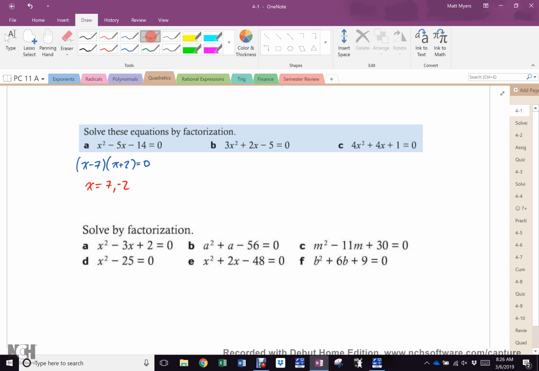This one. Remember, we're not necessarily factoring it all the way down. We're just trying to find the answer. So what's it going to be? X plus 5 over 3 and x minus 3 over 3. So what is the answer? Negative 5/3 and positive 1. Everybody cool?